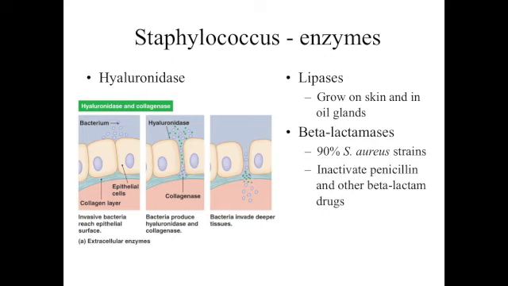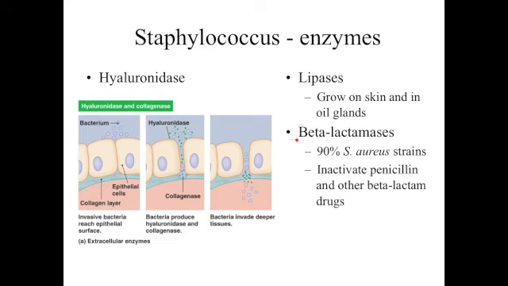Staph aureus can produce a number of enzymes that allow it to invade deeper or contribute to its pathogenicity. One of those is hyaluronidase, and we already spoke about this one in class, so I'm not going to go over it again, but here's that same figure that we went over in class. Staph aureus also produces a number of lipases, so enzymes that break down lipids, and this allows it to grow on skin and in oil glands where it's naturally found, but where it also causes a lot of infections.